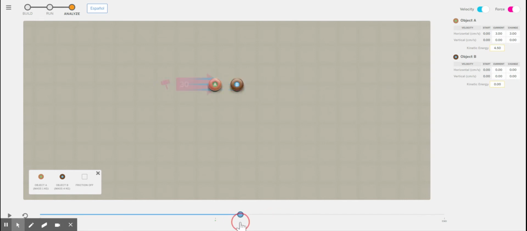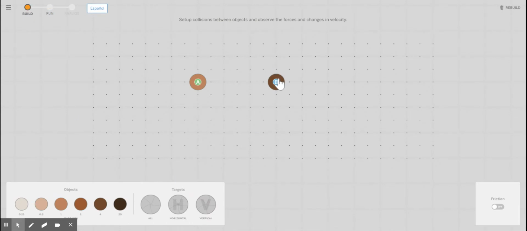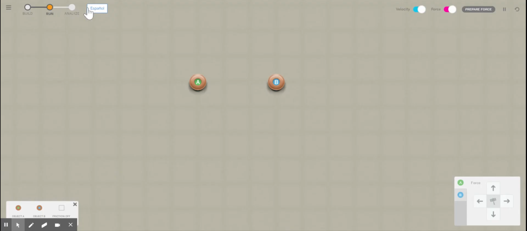And then here you can make observations about the size of the force when they impact, the direction of the force, and then also their change in velocity. So I'm wondering if this same thing would happen if I had objects of the same mass. So I'm going to add objects of the same mass and do the same thing.